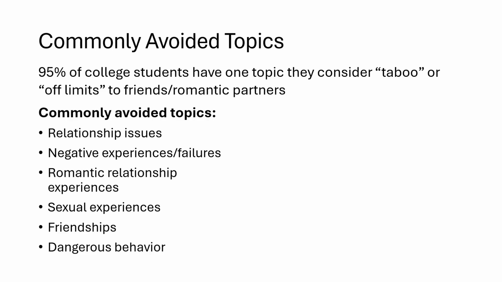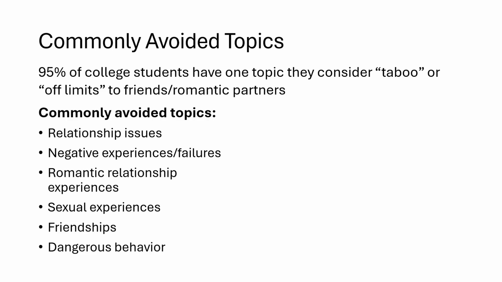Friendships are oddly maybe something that we might avoid talking about, but the quality of a friendship, you might avoid talking about a friendship that you have with a person who could be a potential romantic partner. You might avoid talking about a friendship that you have that your parents or other people in your social network don't approve of. And then finally, we tend to avoid talking about dangerous behavior, so things that are potentially harmful to you.